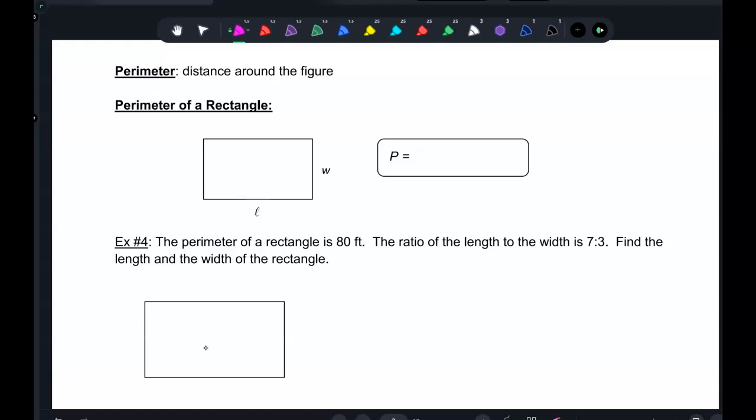What does L stand for? Length. That's a cursive L. Okay, how many lengths do we have in a rectangle? 2. And how many widths? 2. So we have 2L plus 2W. Does that formula look familiar? If it doesn't look familiar, here it is. Usually, you probably saw this in middle school. 2L plus 2W. Okay.